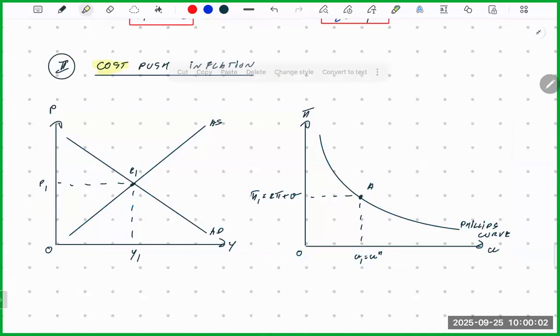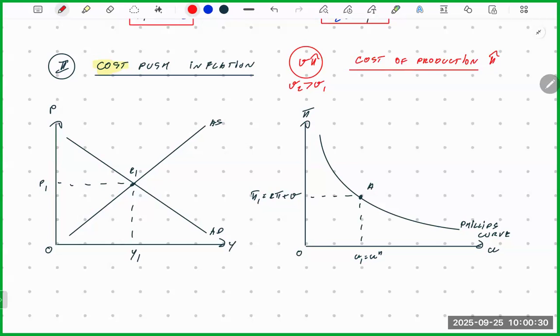Okay. Cost push inflation. This is the case where we have a positive supply shock, v increasing. Let's say v2 greater than v1. V increasing means that for some external factor, the cost of production becomes higher. For example, we have a war and the price of oil increases.